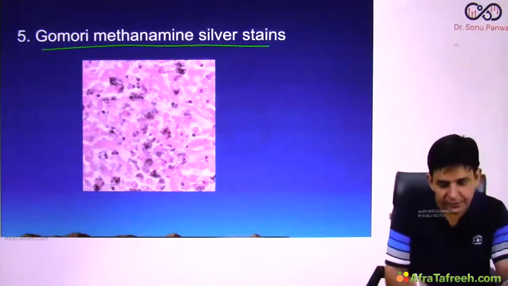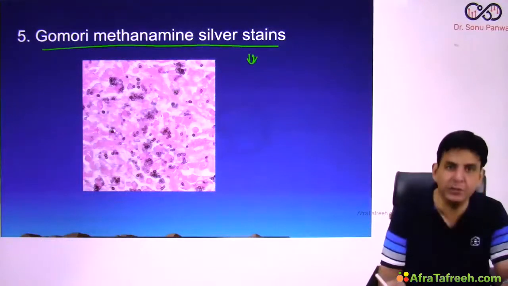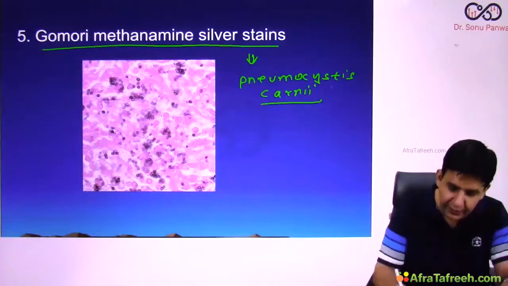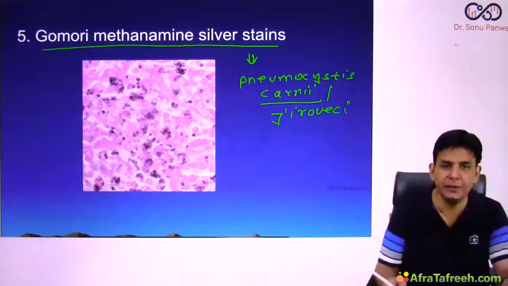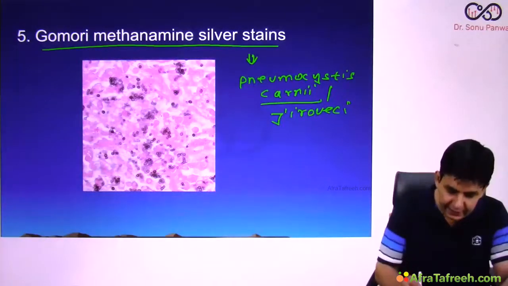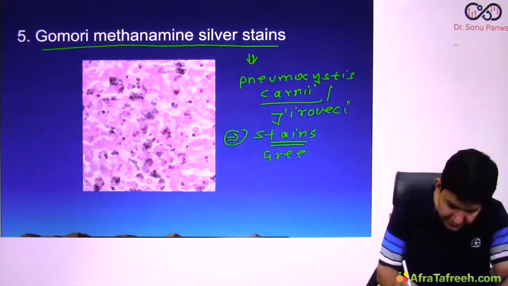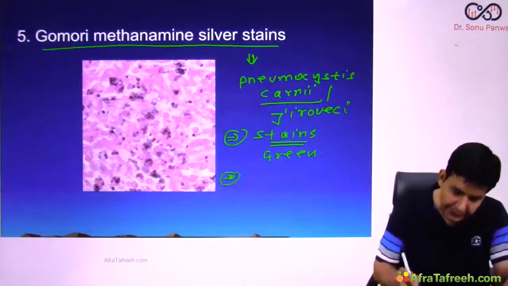Gomori methenamine silver, this particular stain is also being used, and especially the question of AIIMS was, this stain is used for what? So remember, mainly it is used for Pneumocystis jirovecii, or carinii. Pneumocystis carinii. And remember one thing, guys, that this particular one stains which color? Gomori methenamine silver stains which color? So G for G, remember, it stains green.